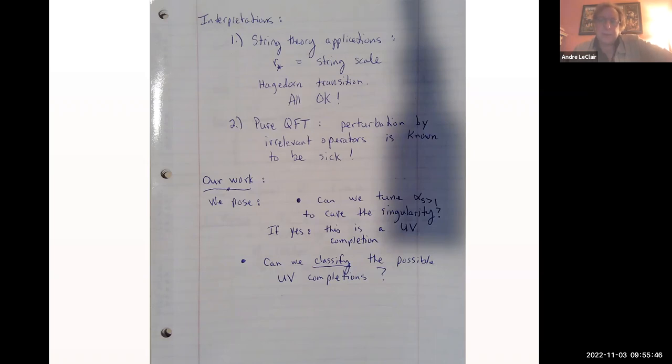You wouldn't necessarily assume that the ultraviolet theory is some kind of string theory. Let's assume that it's still a local quantum field theory. Then this is not a surprise either, because we already know that perturbation by irrelevant operators tends to be sick. You end up having an infinite number of couplings, etc. And maybe this is just a reflection of that, because we just stuck in the TT bar. Okay, so that's the background.